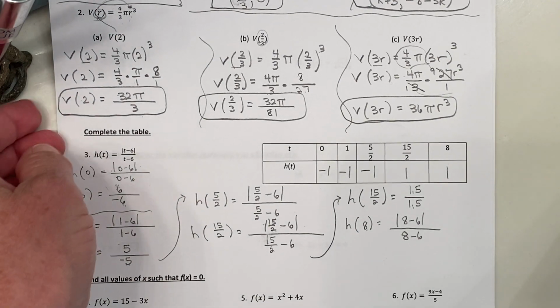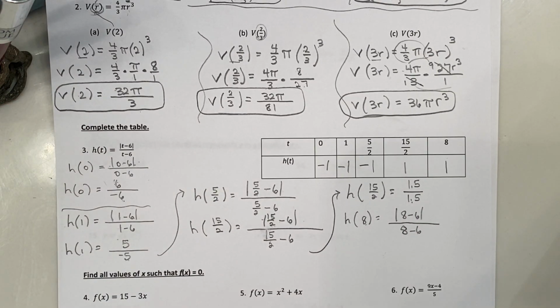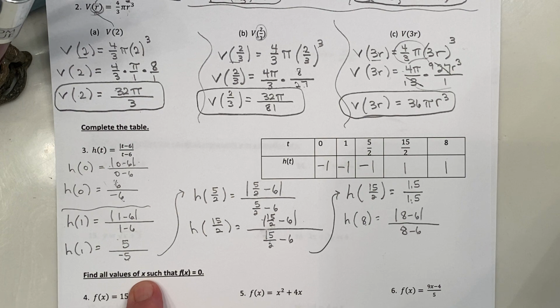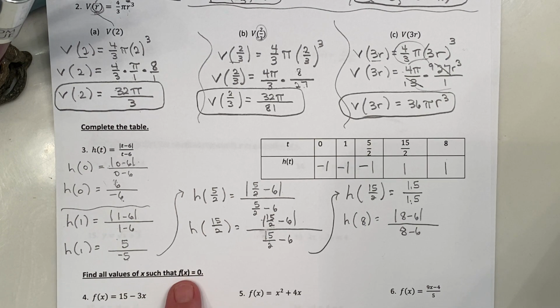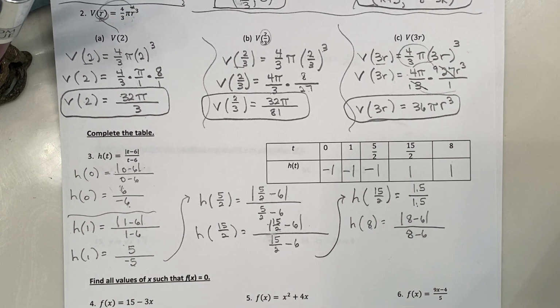All right, let's look at 4, 5, and 6. The directions change, so if you need a brain break, cut me off right now. Go take a little brain break. If you're ready to forge forward, we're going to find all values of x such that f of x equals 0. So just think about that for a minute. Think about what you are going to do when it tells me f of x is equal to 0 and I have to find the x's.